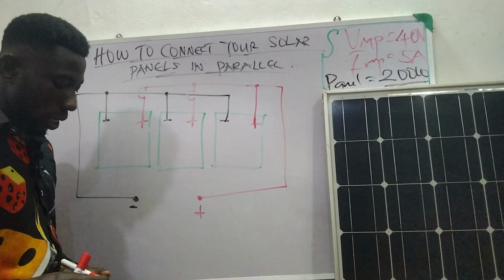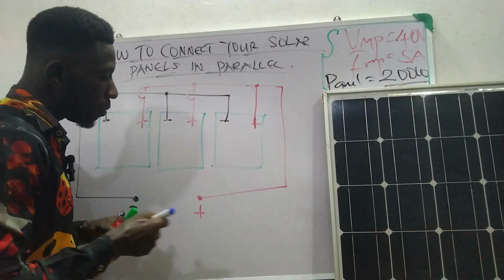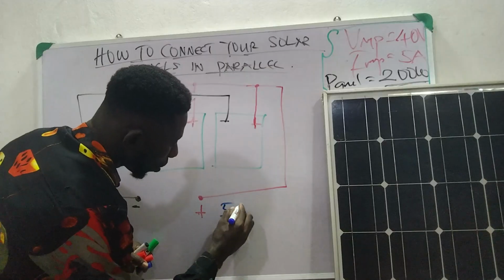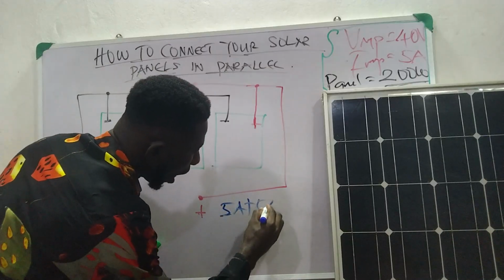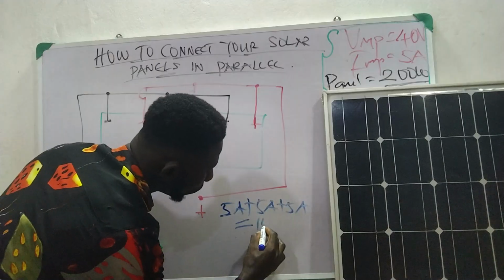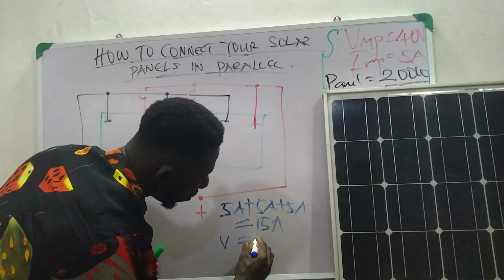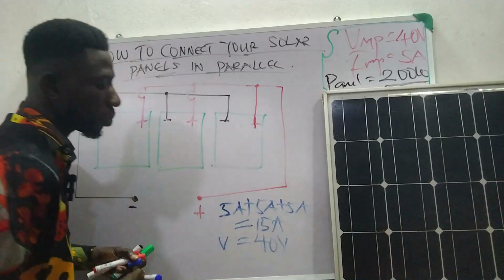So in this situation, our current will now be what? Will now be 5 amps plus 5 amps plus 5 amps. Our total current will be what? 15 amps. Then our V, which is voltage, will remain 40 volts.